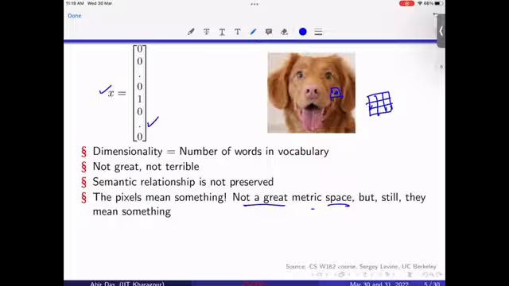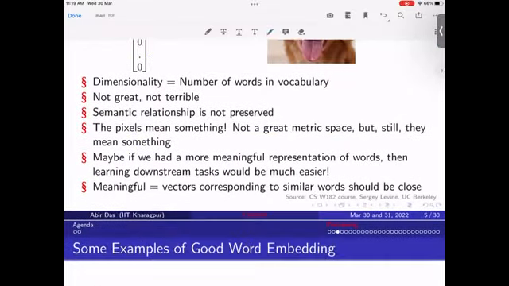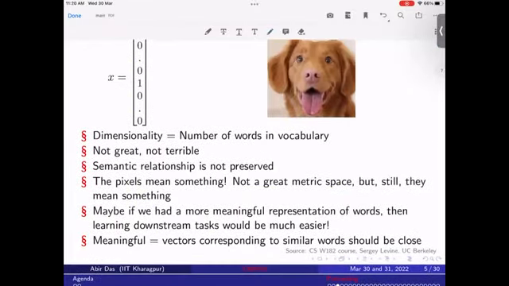So this is not a great metric space, but still they mean something, and coordinates actually exploit that structure. So if we can have some meaningful representation of the words compared to these word one-hot representations, maybe if we had more meaningful representation of words, then learning downstream tasks would be much easier. So what can be some downstream tasks? I mean, many NLP tasks.